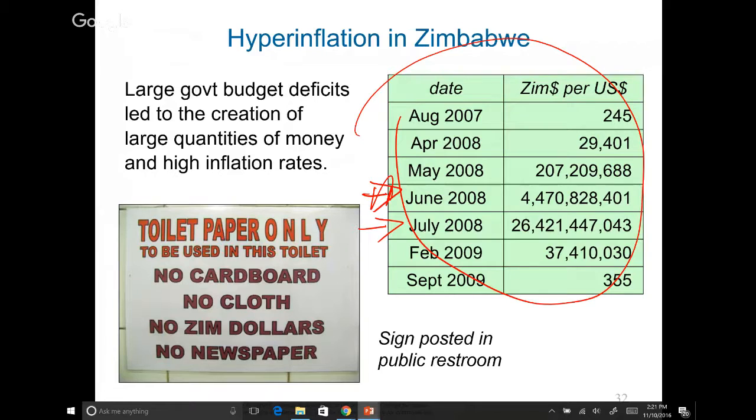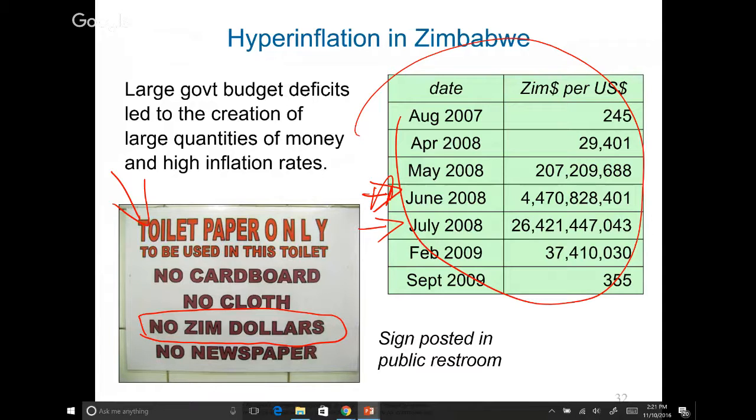If you notice this sign over here, this is a sign in Zimbabwe. It says toilet paper only. Apparently it's a sign for a toilet: to be used in this toilet, no cardboard, no clothes, no Zimbabwe dollar. Which means at the time, the Zimbabwe dollar was cheaper than toilet paper, and people used the money to wipe with. That's how cheap this money was.